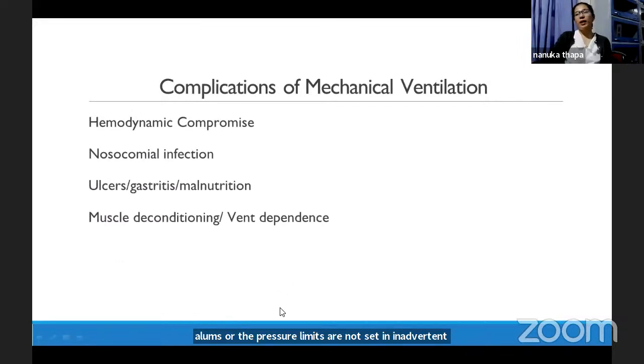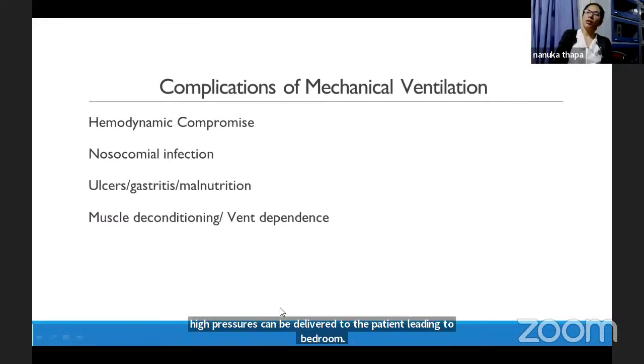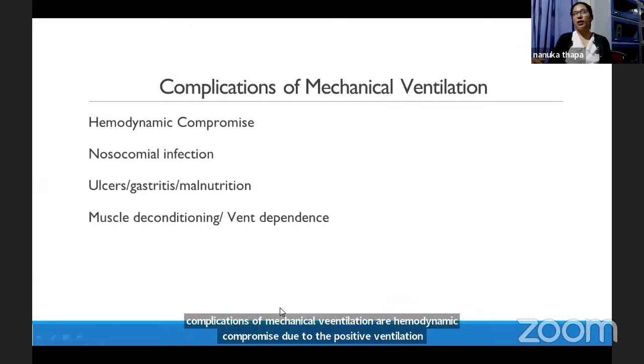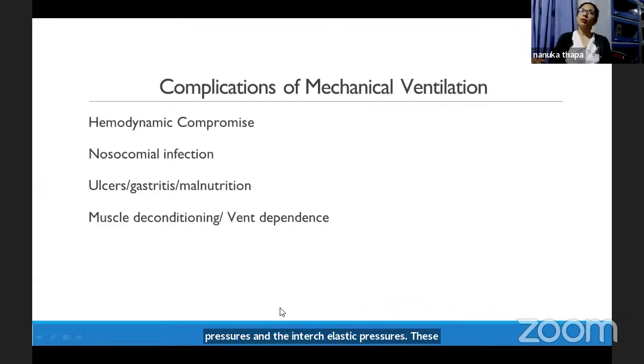Other complications of mechanical ventilation are hemodynamic compromise due to the positive airway pressures and the intrathoracic pressures. These lead to a fall in venous return and thereby a decrease in cardiac output, and lead to hemodynamic compromise. Other complications can be nosocomial infection, aspiration before intubation, and aspiration during mechanical ventilation. So the ET tube cuffs have to be checked every shift, 6 hourly in the ICU, so that aspiration doesn't occur from the microchannels that are formed around the cuff.